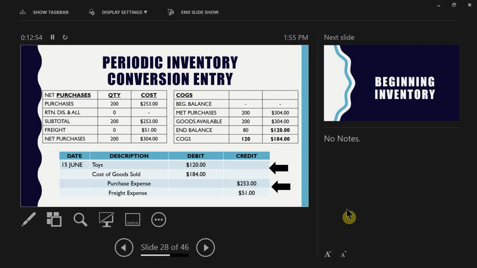And again, so here we plugged in our ending balance of toys, right, of 120. We also plugged in that we sold $184 worth of inventory, okay? But we also recognize that our original purchase was for the 253 plus the separate cost of freight of $51. And if you calculate these totals, your debits should equal your credits 100%. Okay, so again, once you solve the inventory worksheet, you're just plugging in the numbers to complete your journal.